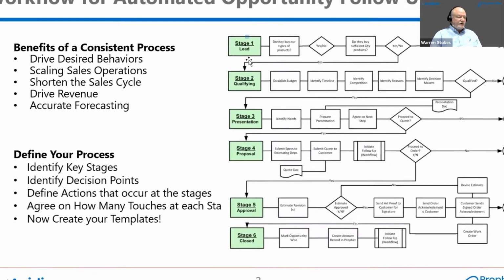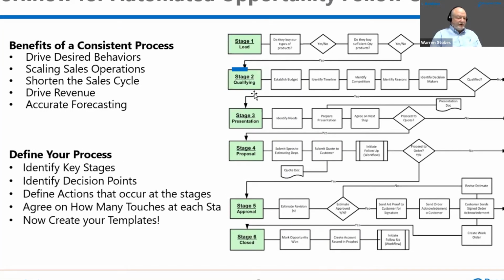For example, stage one, you get a lead. Stage two, you qualify the lead. Maybe stage three, you present your product or service to them. Stage four, you get a quote or a proposal, get approval, close the deal, and so on. All of this is boiling up from the steps you might have in your sales process to identify key stages. They're like the milestones. You'll know when you hit it.